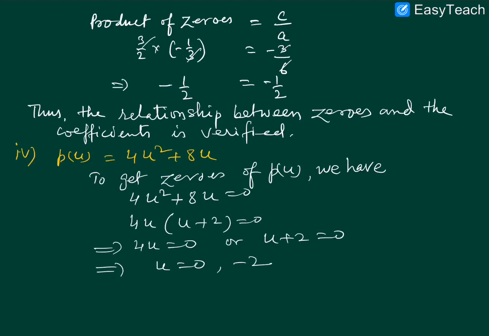To get the zeros of the polynomial 4u square plus 8u, we have 4u square plus 8u is equal to 0. Taking 4u as common, we have u plus 2 here. Equating these two factors equal to 0, we get u is equal to 0 and u is equal to minus 2 as its two zeros.